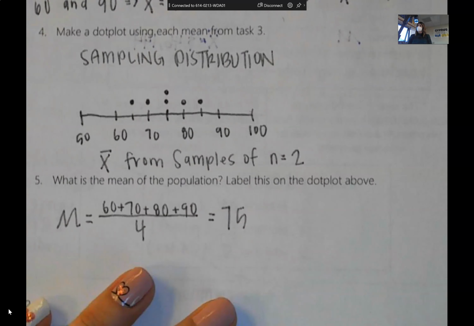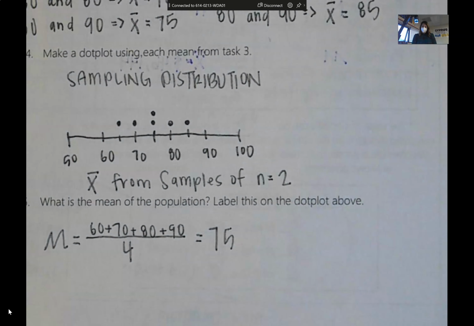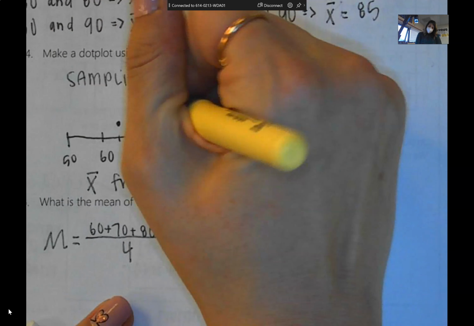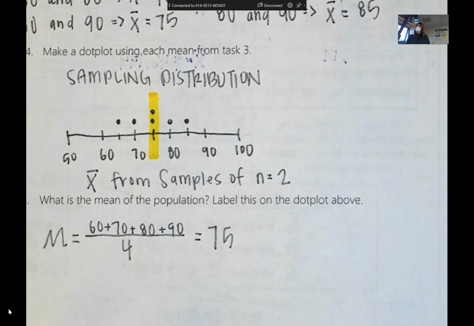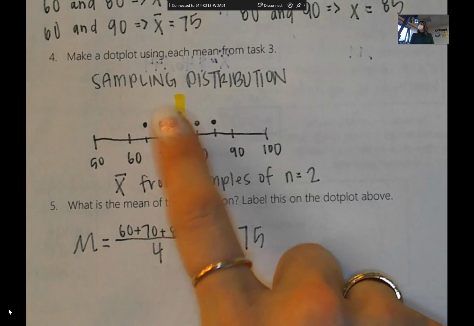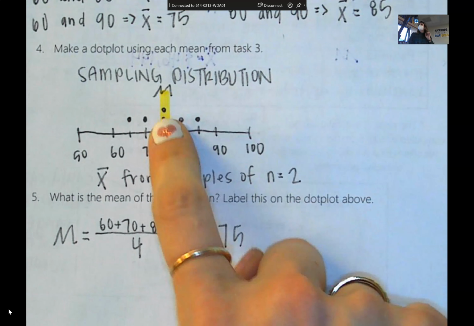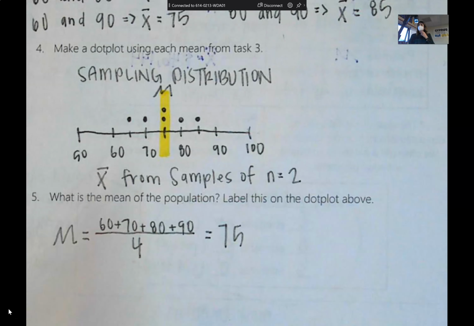So this last instruction here says, label this on the dot plot above. Well, interestingly enough, the true mu is the center of this distribution. The true value of the parameter is at the center of your sampling distribution. That's nice. That worked out nicely for us. So true mu ended up being the center. So I highlighted it and then I just wrote mu right at the top.